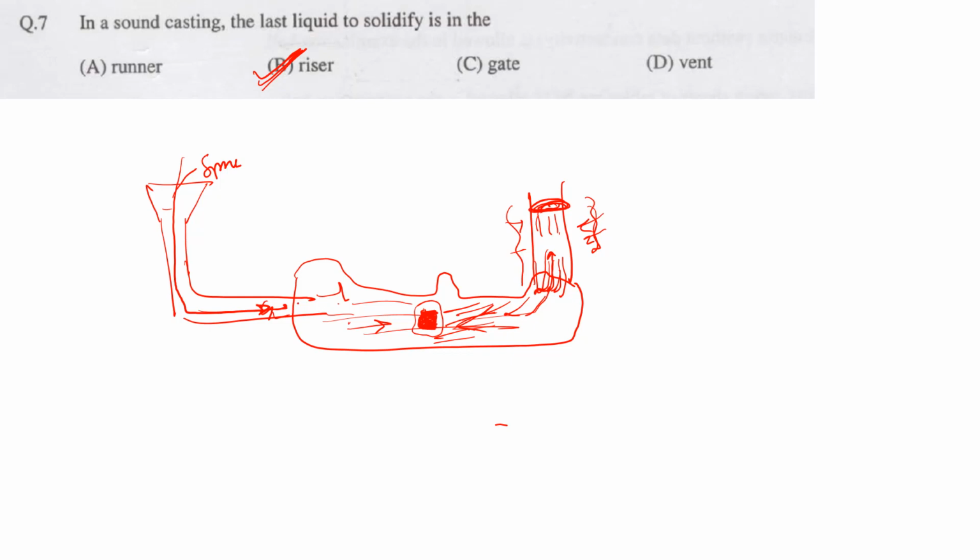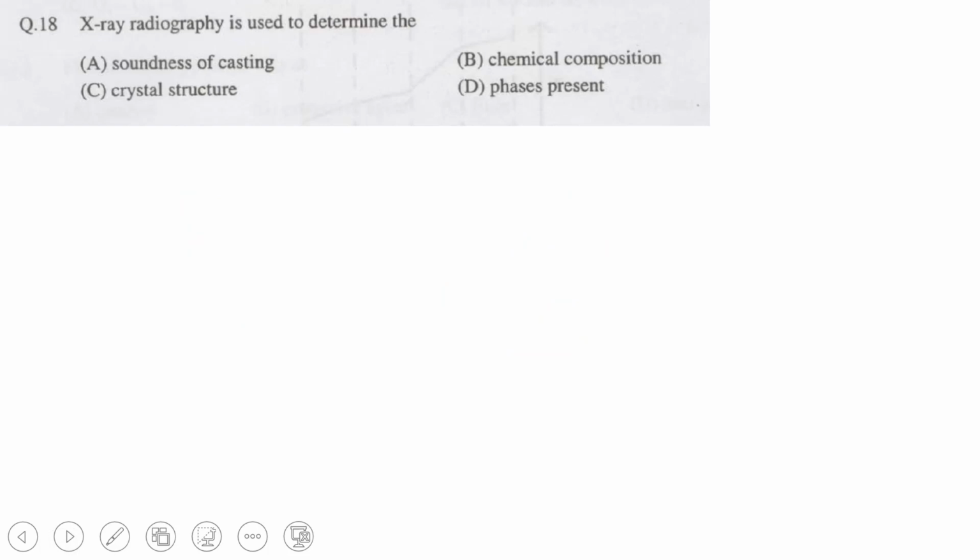If another part of the metal solidifies initially, then what will happen? This may create some gaps, right? Next, X-ray radiography is used to determine them.